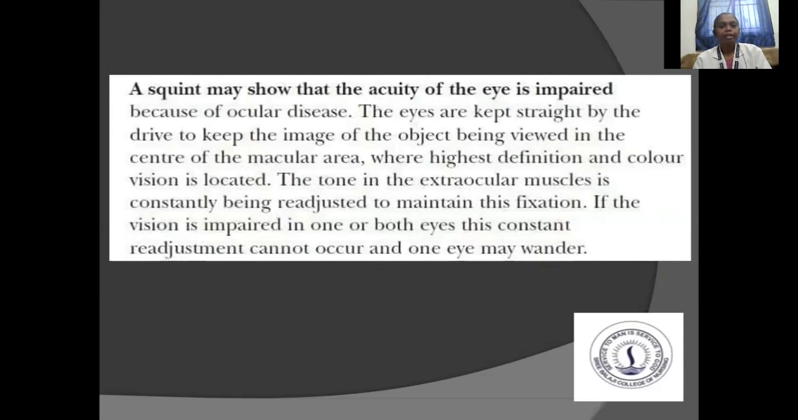Then another important finding is squint eye. A squint may show that the acuity of the eye is impaired because of ocular disease. The eyes are kept straight by the drive to keep the image of the object being viewed in the center of the macular area, where highest definition and color vision is located. The tone in the extraocular muscle is constantly being readjusted to maintain this fixation. If the vision is impaired in one or both eyes, constant readjustment cannot occur and one eye may wander.